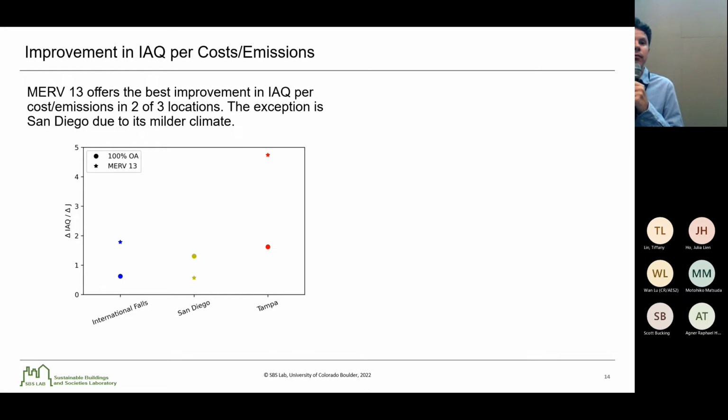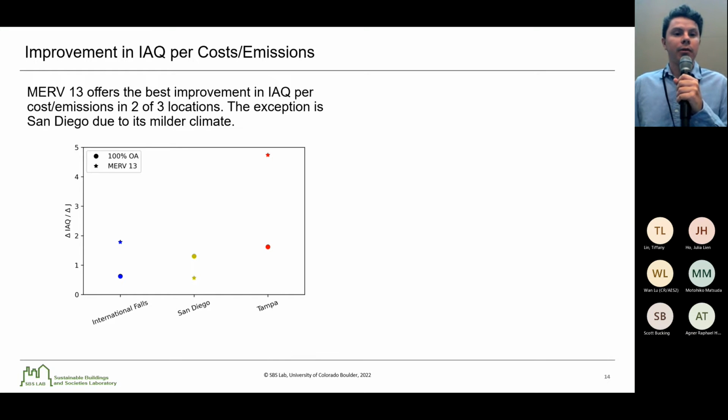And this is because MERV 13 can provide almost as good of indoor air quality compared to 100% outdoor air, kind of as I showed on the last slide, but with much less significant increases in energy consumption, especially in these climates with more extreme weather, either in the very cold climate where significant heating is required to heat the outdoor air, or in the hot and humid climate where significant cooling is needed.